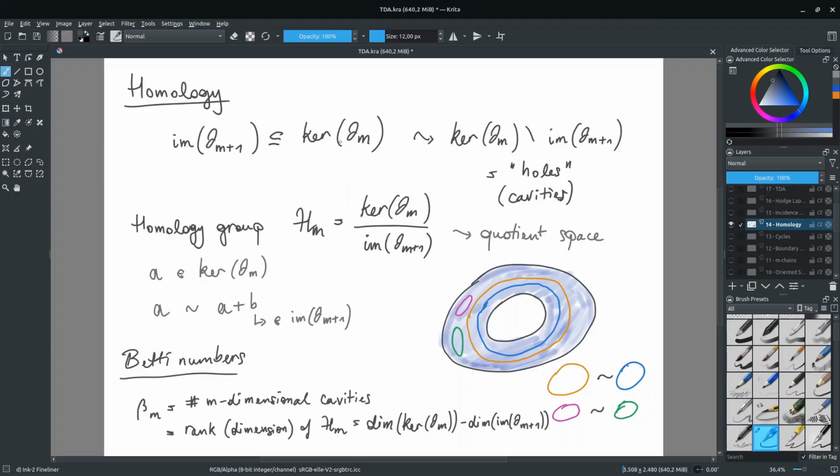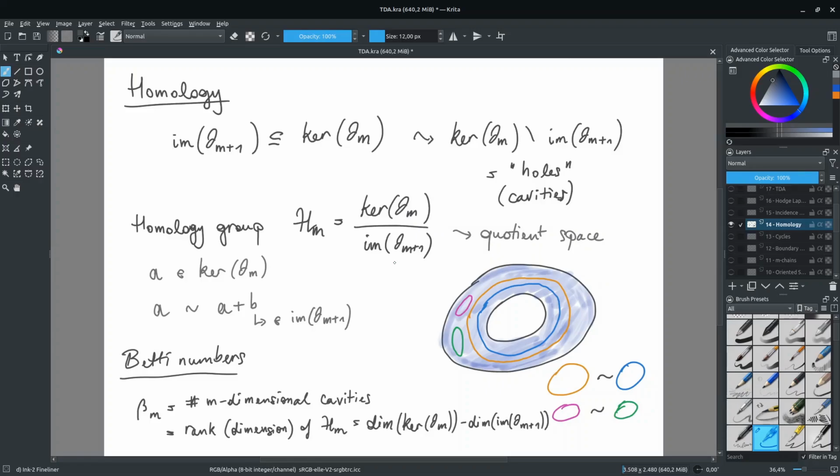And so if I want to separate these two, I would like to say, okay, the kernel without the image of the m plus 1 is going to be my space of holes, or you might say cavities. And there's more structure to this. We can say, okay, this is actually a group called the homology group, and it's going to be the quotient space of the kernel of the m by image of the m plus 1.